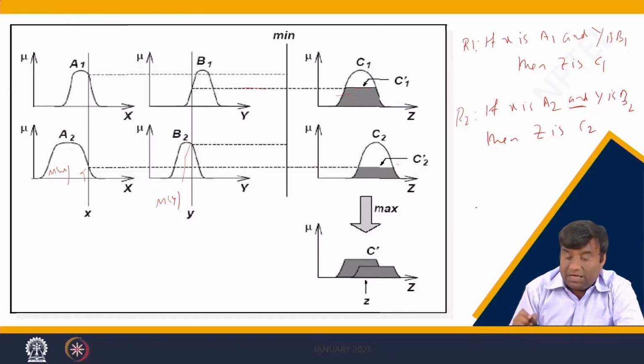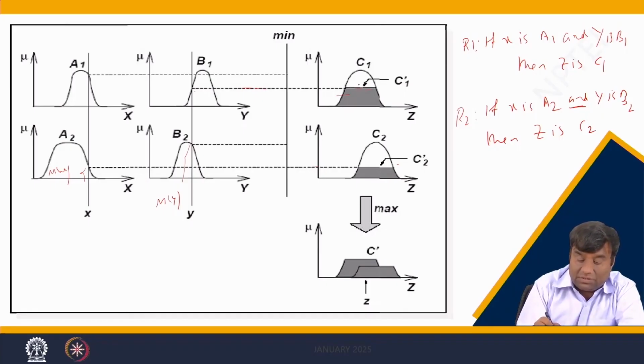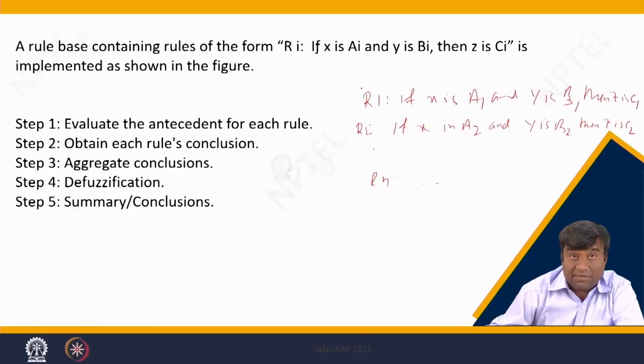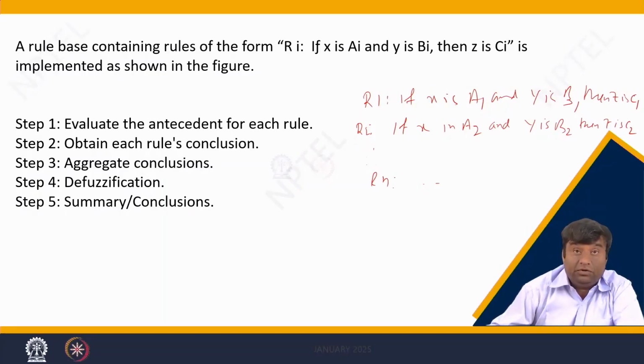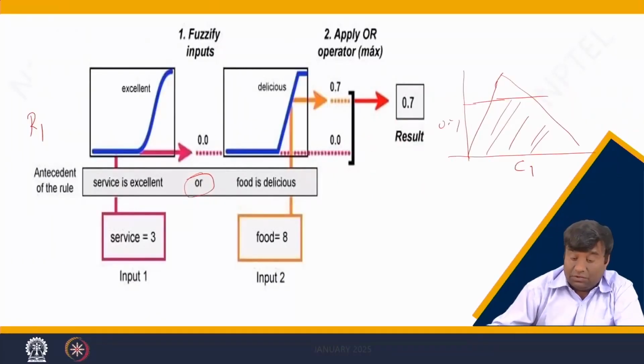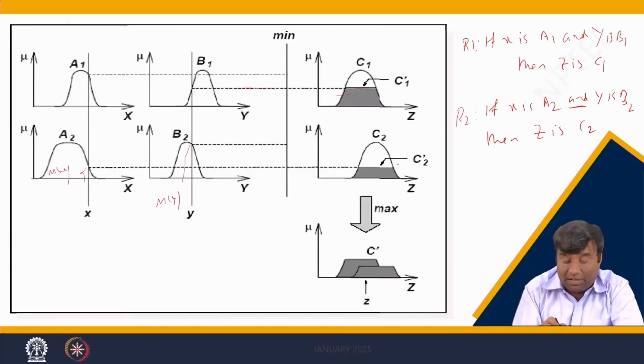Step 1 is to evaluate each rule. So now go back to the steps: evaluate each antecedent, then obtain each rule conclusion, using and or or, then aggregate all the conclusions, and then defuzzification. Then we need to find the summary and conclusion. So step 1 is each rule antecedent and conclusion, step 2 is the rule conclusion, and step 3 is combining, then defuzzification and conclusion.